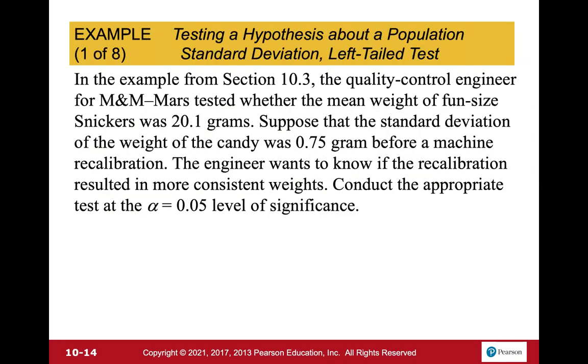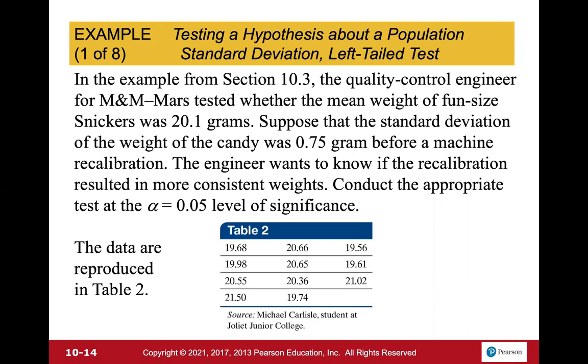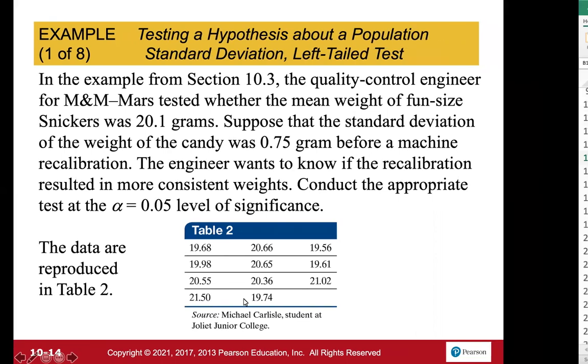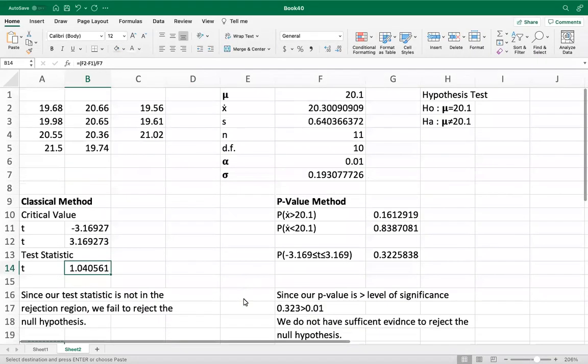Next, in the example from section 10.3, a quality control engineer for M&M Mars tested whether the mean weight for the fun size Snickers was 21 or 20.1 grams. Suppose that the standard deviation of the weight of candy was 0.75 grams before the machine recalibration. The engineer wants to know if the recalibration resulted in more consistent weights. Conduct the appropriate test at the alpha equaling 0.05 level of significance. Here's the data, but it looks like the exact same data that we have up here.